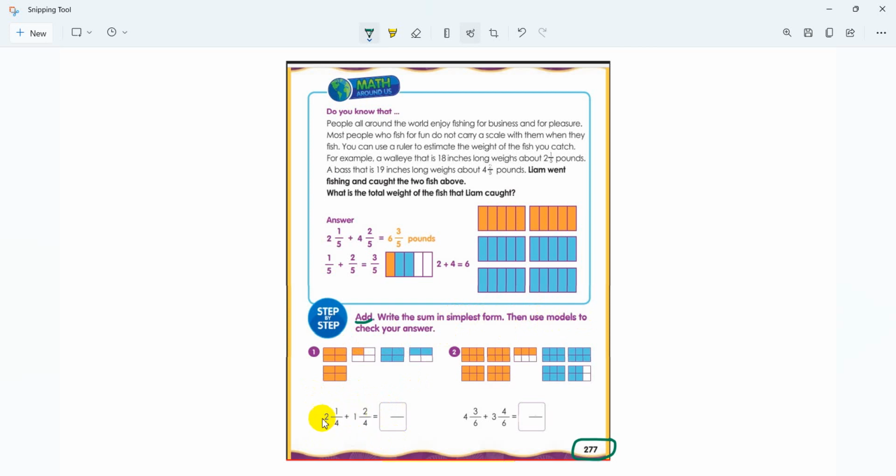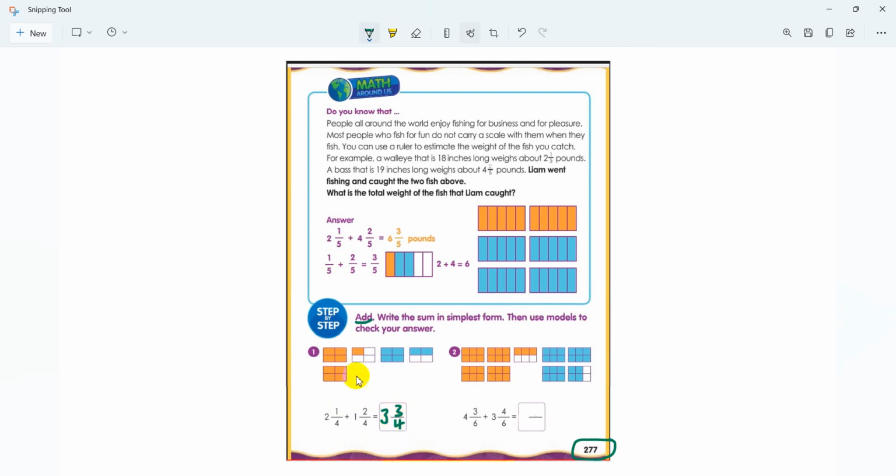The easier way, we add the whole numbers. 2 plus 1 equals 3. We write the 3 here. Then we add 1 quarter plus 2 quarters equals 3 quarters. So it's 3 and 3 quarters.